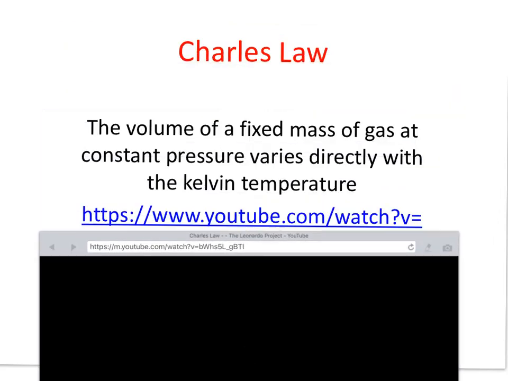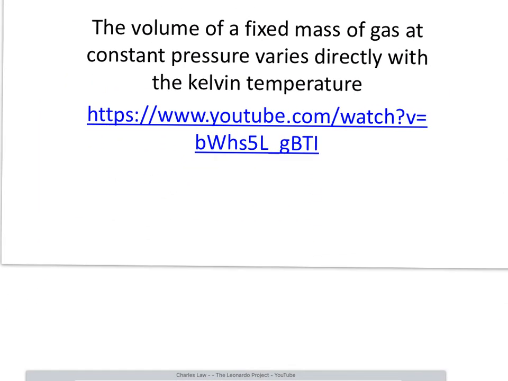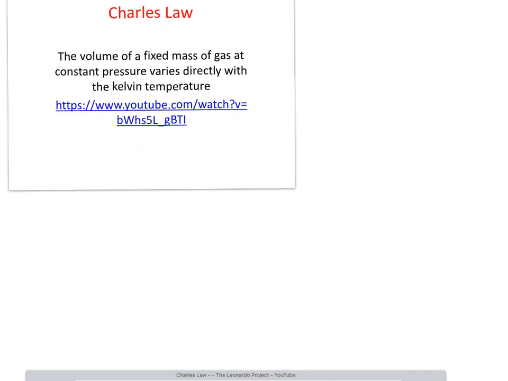All right. So Charles' law: the volume of a gas is directly proportional with the Kelvin temperature. The way that we write that is volume is equal to some constant times temperature. And the way that we apply it is our initial volume over our initial temperature equals our new volume over our new temperature.